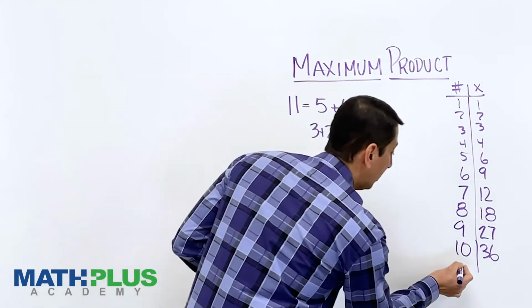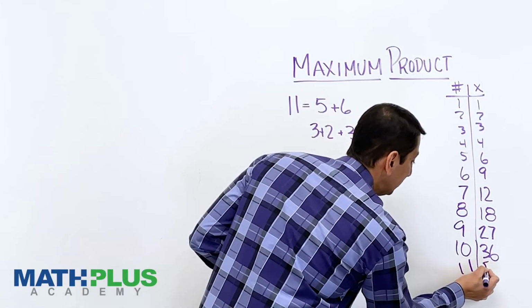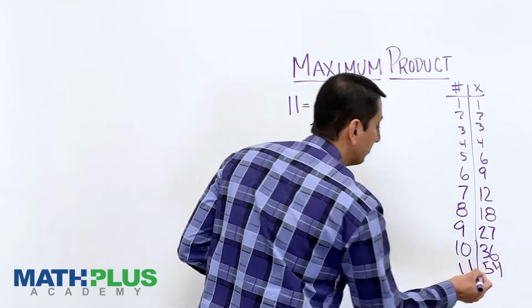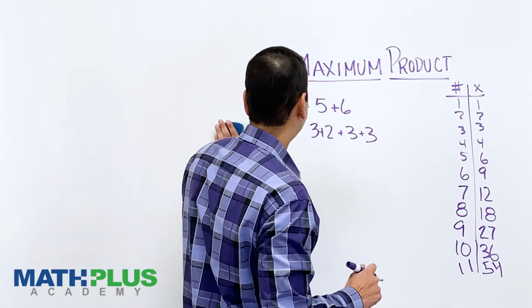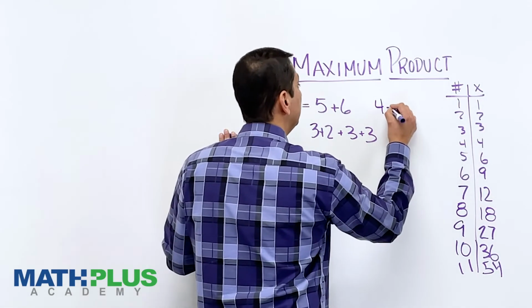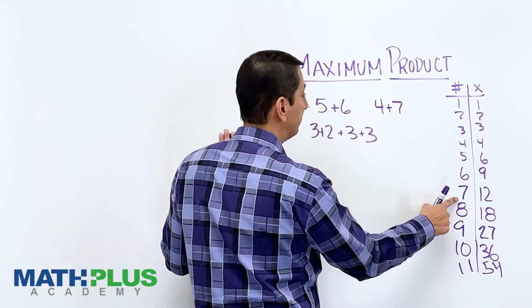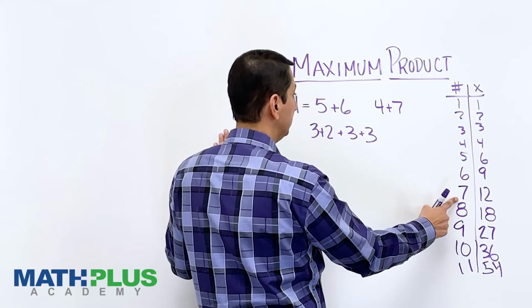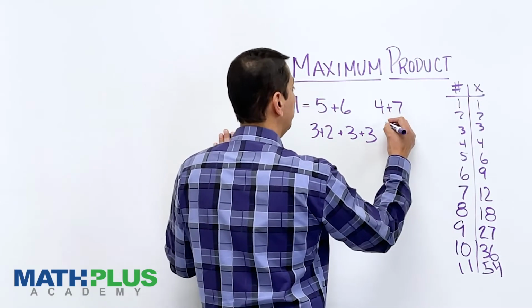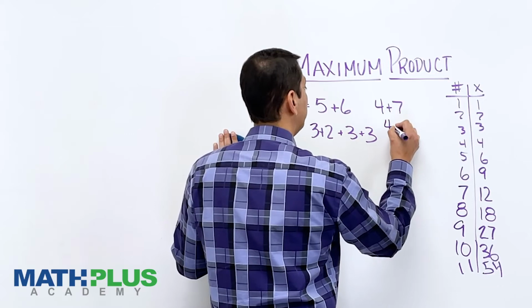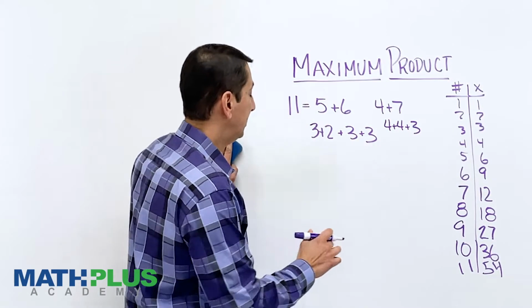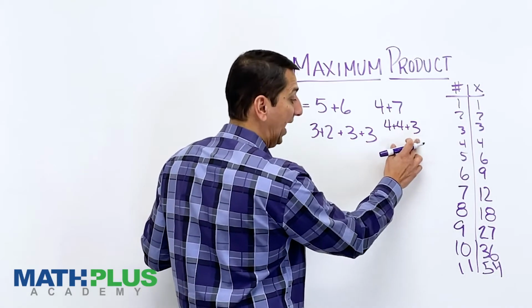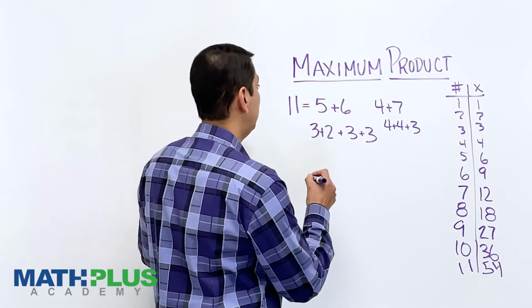Let's see. I'll write it down here because I'm feeling pretty good about it. Hopefully that shows up on the camera. 11, 54, kind of sloppy there, but that's okay. What are my other choices? 4 and 7. I know to always break my 7 into 4 and 3. So that would be 4 plus 4 plus 3. I know it doesn't make sense to break 4s. That is 16 times 3, 48. Not quite as good as that one.